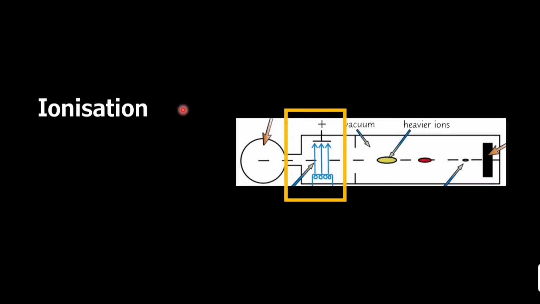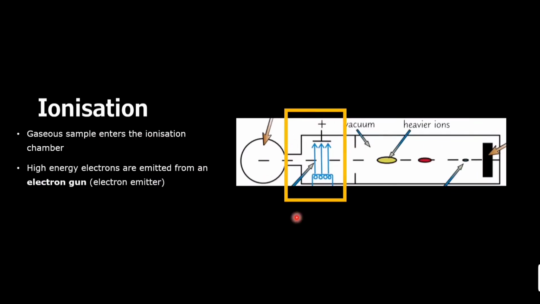And now ionisation. So our gaseous sample now enters the ionisation chamber, so that's here. And high energy electrons are emitted from an electron gun, and an electron gun is an electron emitter. So you can see here, this is going to be our electron gun, and it's going to be emitting high energy electrons. And these high energy electrons collide with our gas sample. So our gas sample is going to be travelling along this dotted line. So as our gas sample comes through here, it's going to be hit with these high energy electrons.